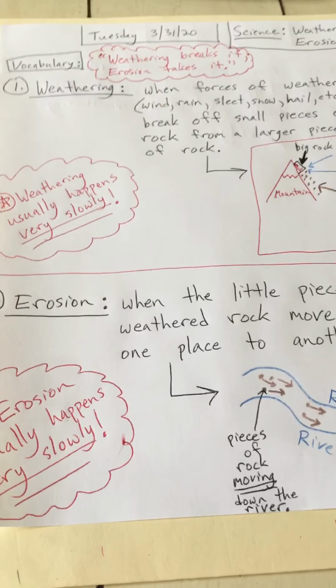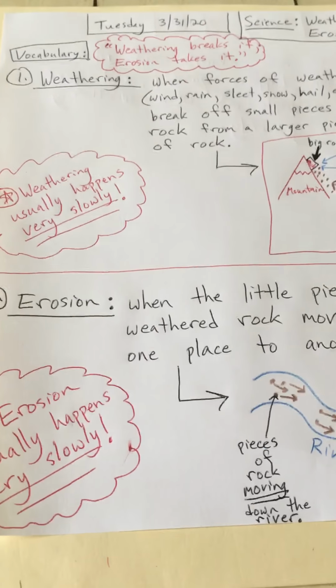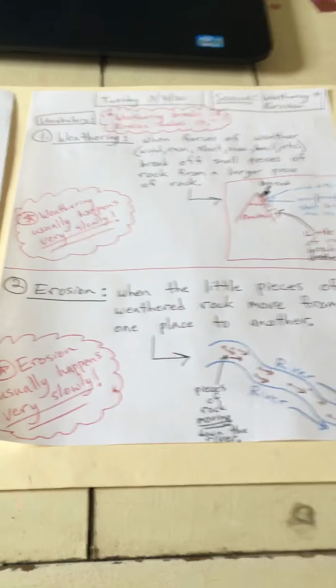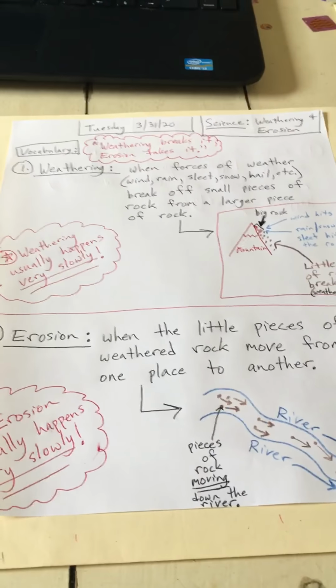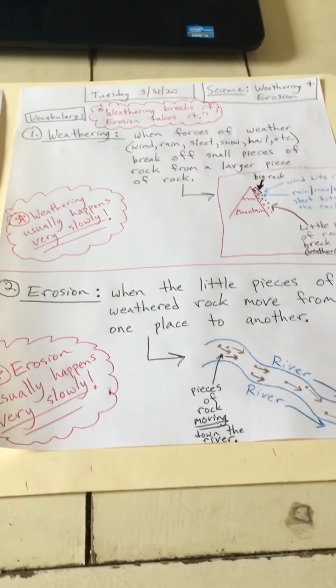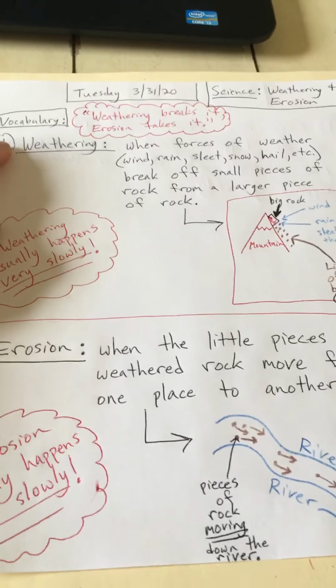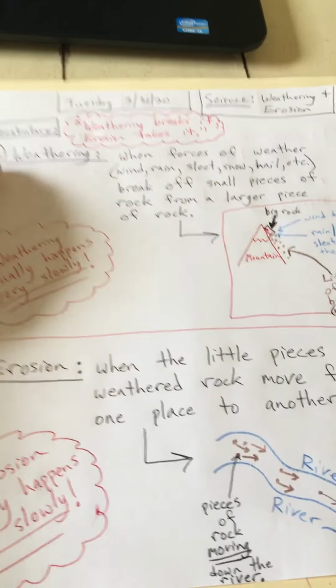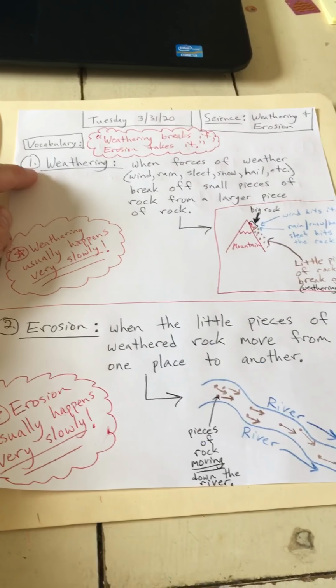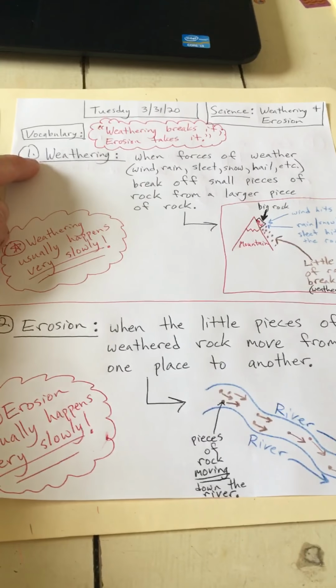Picture a rock out maybe in your yard, or a big rock that you've seen somewhere. That rock has been there your whole life, right? At Kelly School, there's a big rock, I remember, in the back, way out in the corner of the field. Since you were in kindergarten, that rock has still been there, and it's still been the same size. But weathering is happening to that rock.